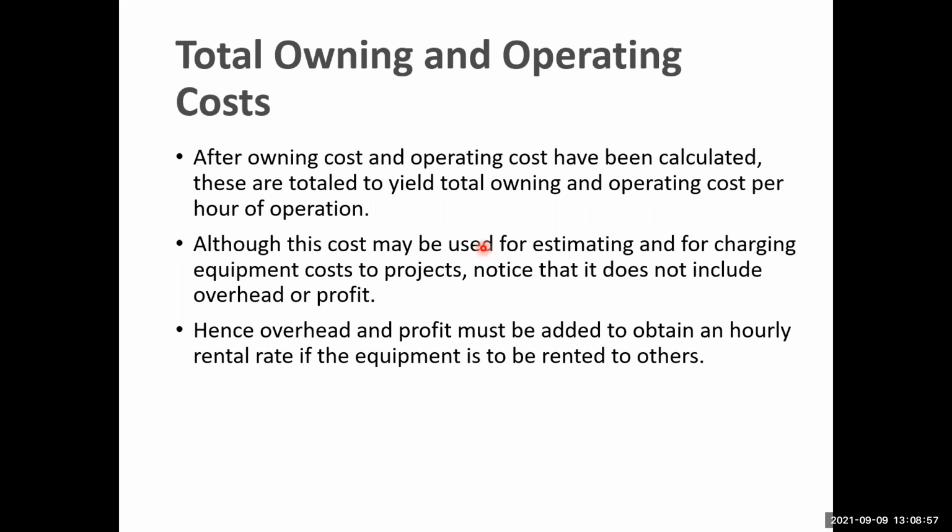So, total owning and operating costs. After owning costs and operating costs have been calculated, these are totaled to yield total owning and operating costs per hour of operation. Although these costs may be used for estimating and for charging equipment costs to products, notice that they do not include overhead or profits. Remember that up to now, we have not included any overhead and profits. So overhead and profit must be added to obtain an hourly rental rate if the equipment is to be rented to others.